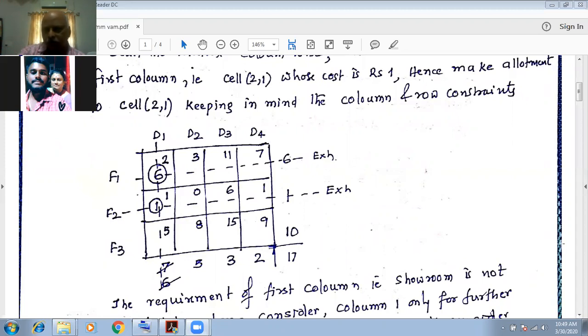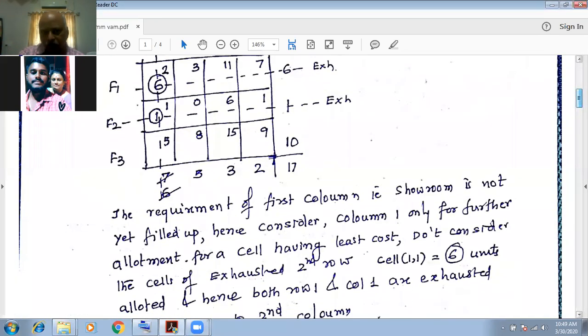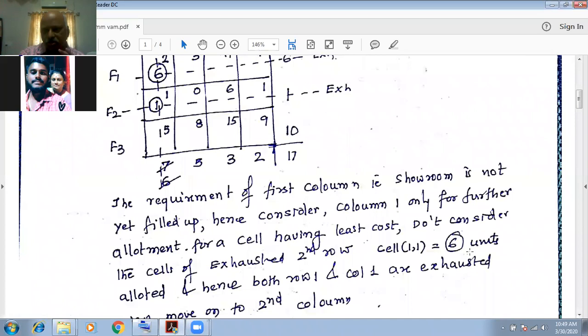So just look into these details that I have explained here in the theory, in the form of notes. The requirement of the first column, that is showroom 1, is not yet filled up. That's what I have explained. Because in the first column, when I made an allotment to cell number 21, only one quantity was allotted. Showroom number 1 was not yet filled up completely, because it is a column-wise allotment. So you have to finish the column allotment first, and then move on to the next column. Like that only you have to do in the column-wise allotment. You have to consider column 1 only, because it is not yet completely filled up.